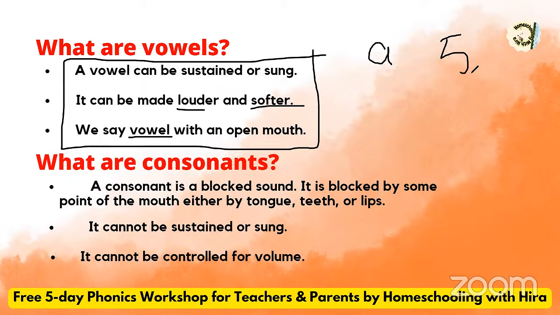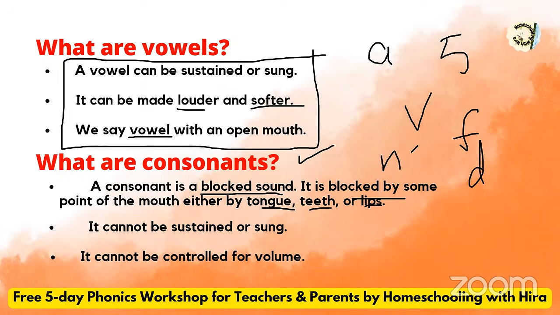Talking about the long and short, all types of vowels. Now, what are consonants? Consonant sounds are blocked sounds. They are blocked by some part of our mouth. It can be your tongue, teeth, or lip. If you remember, I showed you the articulation for v. My mouth was closed. For d, the mouth was closed, right? So consonants are blocked sounds. They may be blocked with either part of our mouth.